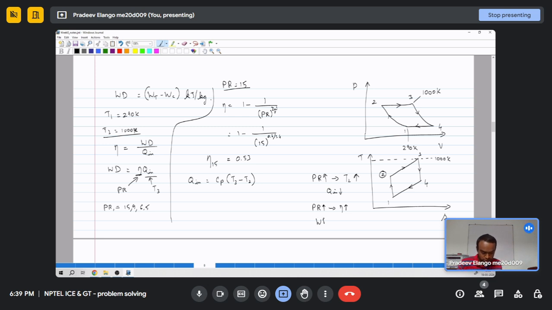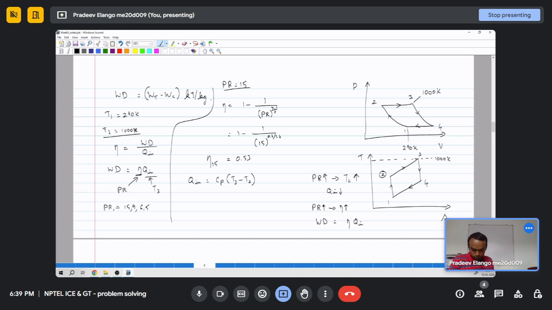Now my work done is efficiency into Q in. So higher pressure ratio will give me higher efficiency but lower Q in. So there is a balance. At some point there is a balance, and that will give me the maximum work done. That is what we need to find.